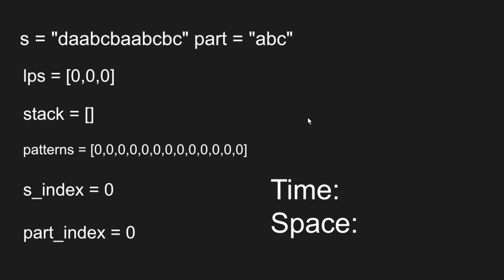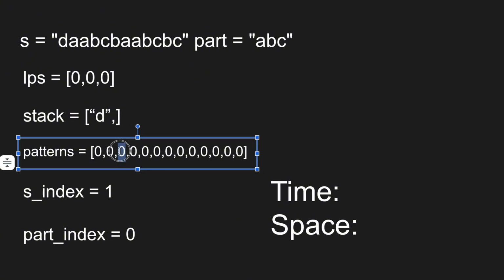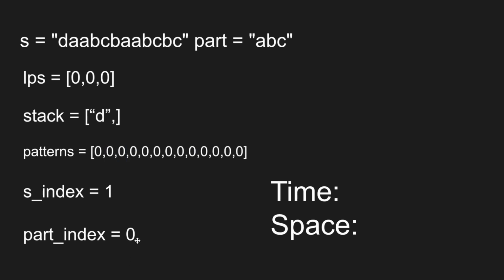So let's go over the example right now. At first, we will add d to the stack, but we compare s of 0 to the part of 0. They are not equal, so we don't do much besides increment s by 1. Now we compare s of 1 to part of 0. A is equal to a, so we need to add a to the stack, and then we also need to change this to 1. It will be right here and not here, because that's just how KMP works. You add the index by 1, and we also need to increment s index and part index at the end of iteration.